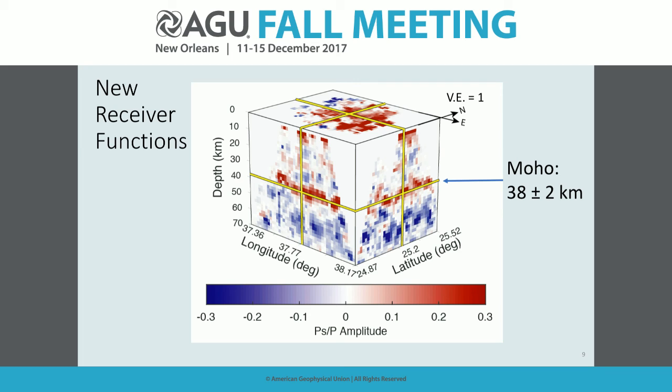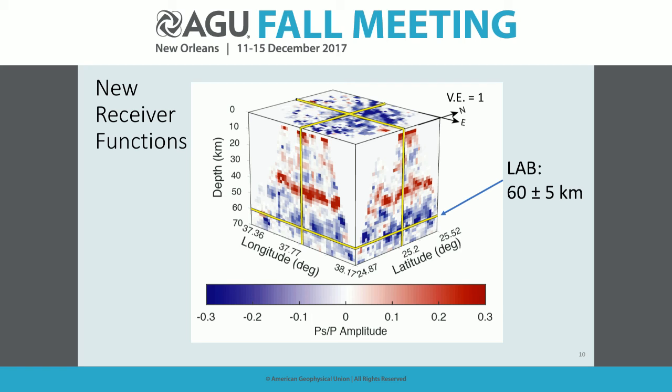And each of these yellow lines is a slice through the cube where we're looking at different converters. We're looking at where the velocity discontinuities are. And so here I have a slice at about 38 kilometers that I've projected onto the face of the cube here. It's a red positive polarity converter. This is the MOHO.